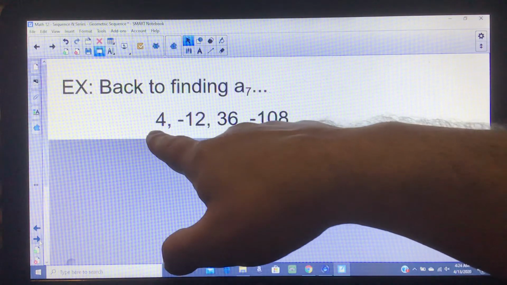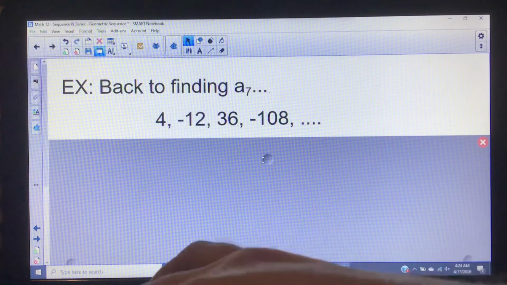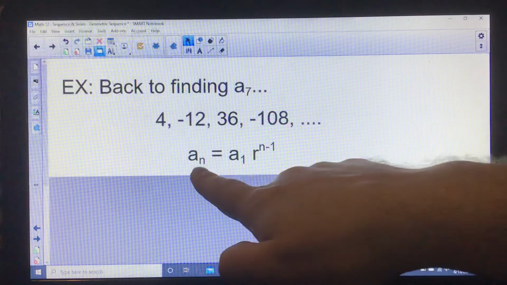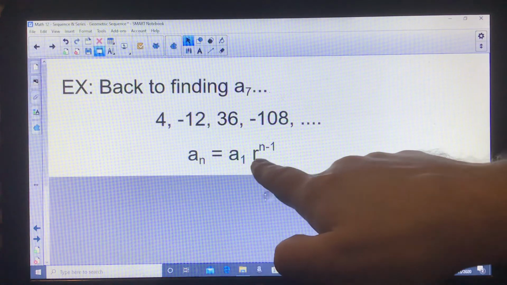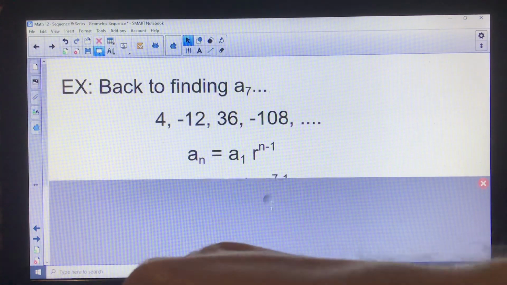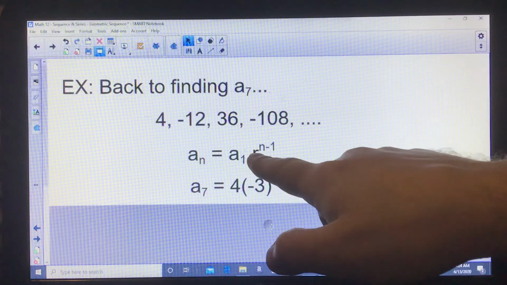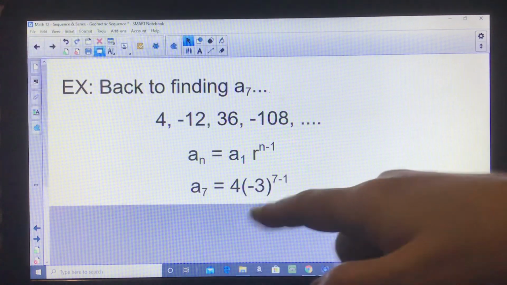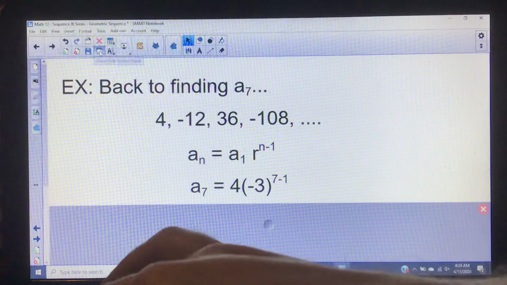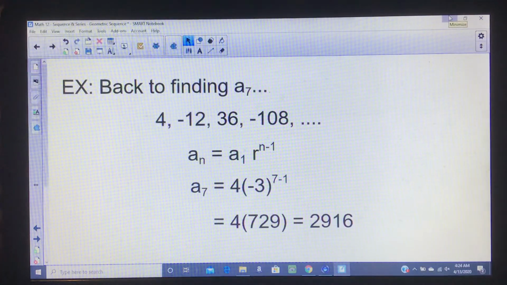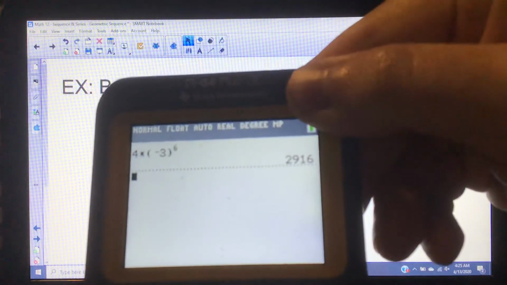So how do we find a sub 7? Here's what I did. So here's my sequence. I want the 7th term. I'm going to take a sub 1, r to the n minus 1. That's the general formula. I threw in the first term, 4. I threw in the common ratio, -3. I threw the 7 in there. That gives me -3 to the 6, which was 729. And then times 4 was 2916. So notice that's exactly what I put in here. All right, so that's talking through it.